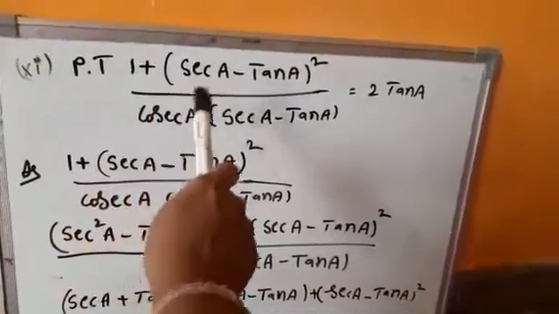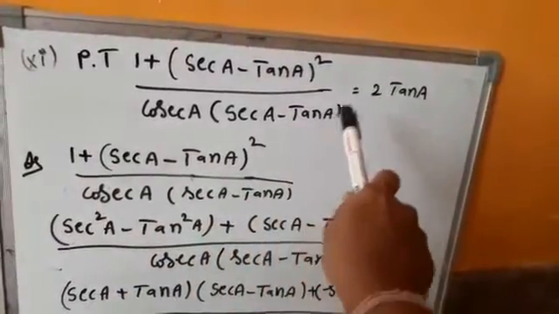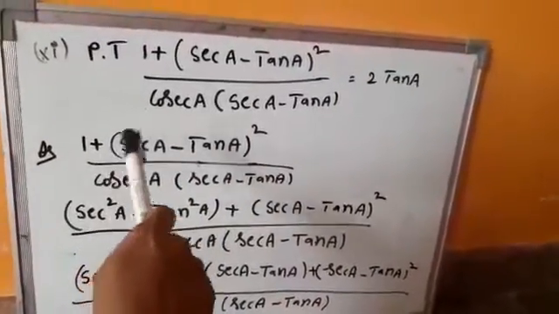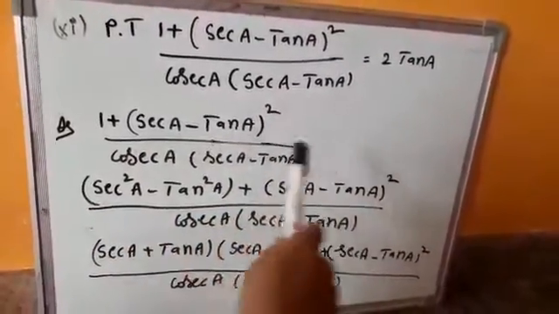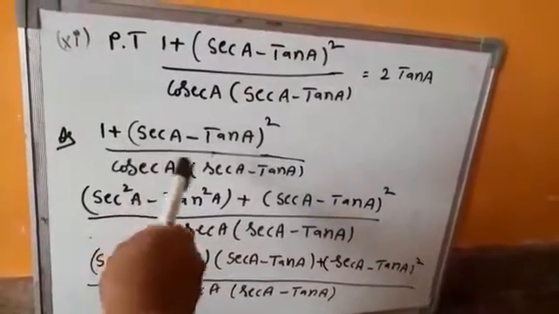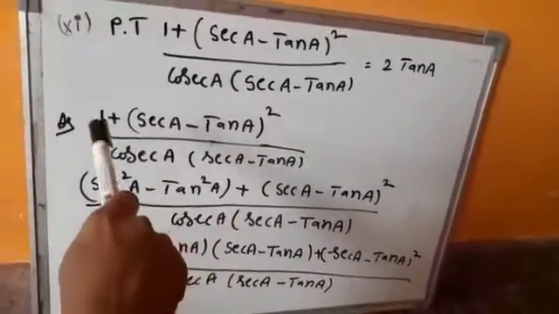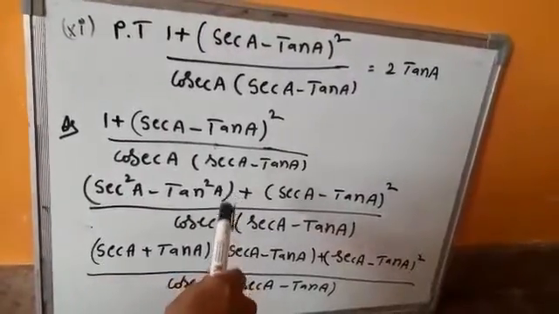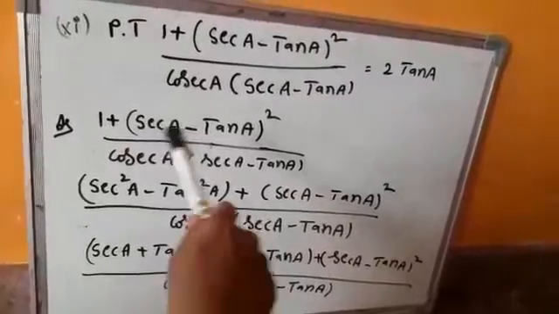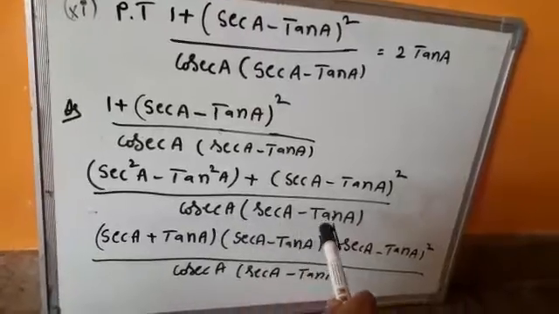Next, the 11th question. Prove that (1 plus secant a minus tan a) whole square divided by cosecant a into (secant a minus tan a) equals 2 tan a. See here, first we have to take the LHS part. (1 plus secant a minus tan a) whole square divided by cosecant a into (secant a minus tan a). See here, 1. What is the trigonometrical identity? 3 formulas are there. We have to apply this formula. The value 1 is secant square a minus tan square a. So, in place of 1 we should apply secant square a minus tan square a plus, this is the same, (secant a minus tan a) whole square, divided by cosecant a into (secant a minus tan a).